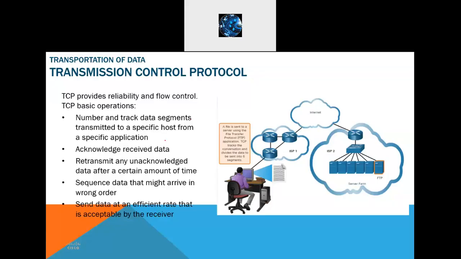Okay. So for TCP, that is just a summary. It can acknowledge data. I've explained that. It can retransmit any unacknowledged data. If I send you $1 million right now and I don't get acknowledgement from you, I will resend again. That is the way TCP operates, so that there will be reliability. No data will be lost. That is the way TCP operates, and it also sends data at an efficient rate that is acceptable to the receiver.